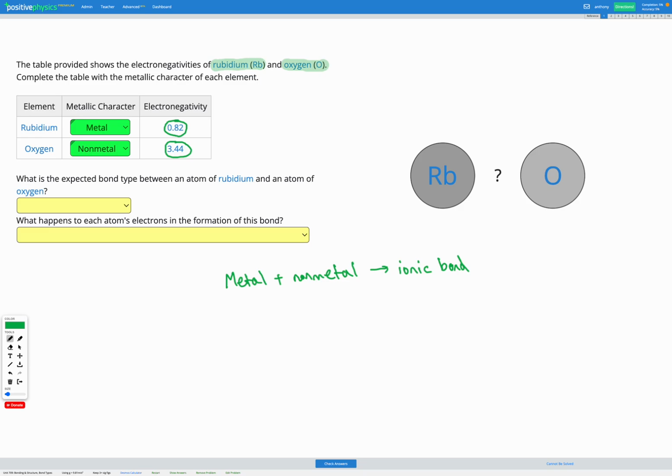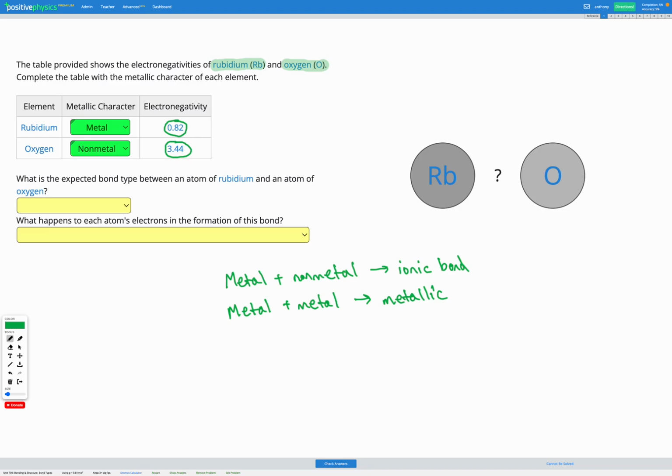Now, if these were instead two metals, a metal plus a metal, this typically forms a metallic bond. The way a metallic bond forms is that all of the atoms, both types of metal, release their valence electrons since they typically have low electronegativities. They're not super attracted to their outer electrons. They lose their outer electrons and the electrons form a kind of sea around the metal ions.